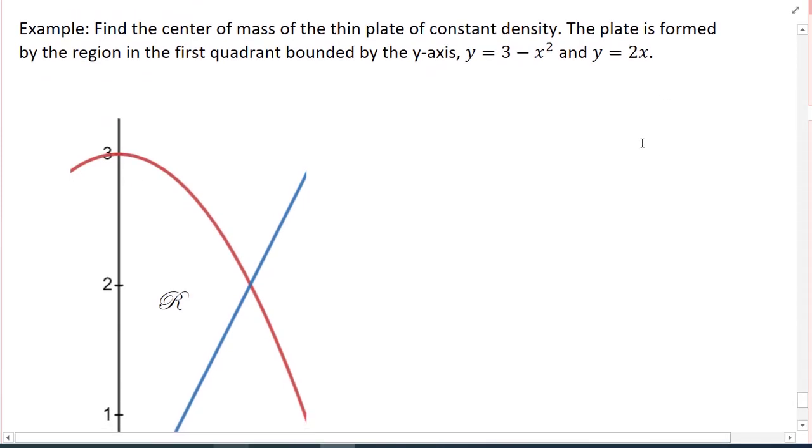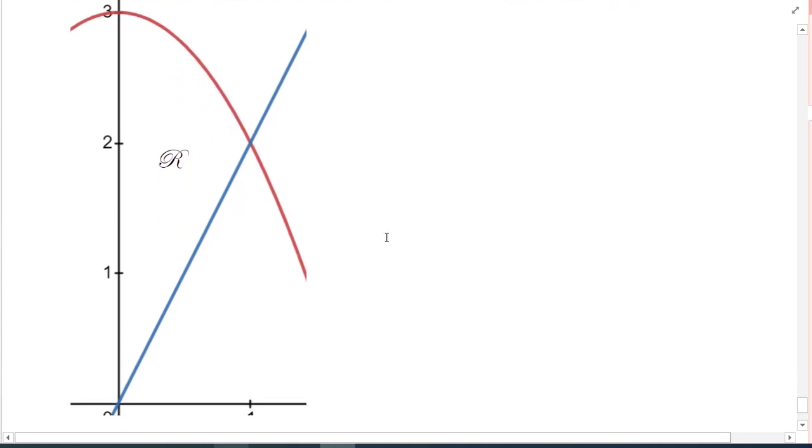So we have the y-axis, the parabola y equals 3 minus x squared, and the line y equals 2x. I'm outlining the region here. R is where we want to find the center of mass. This is not a symmetric region, so we want to figure out where the balancing point is. We need to find the centroid, which has the notation x bar, y bar.